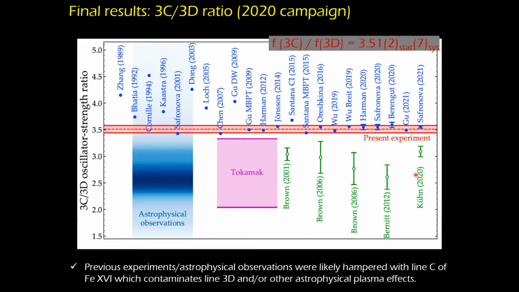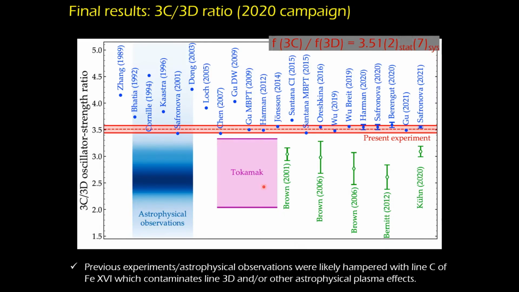What we think, particularly about this collision experiment, EBIT and the tokamak, is that those observations might have been hampered by line C, which is continuously feeding line 3D, and the EBIT cannot produce single charge states. EBIT and tokamak both have a distribution of charge states instead of one charge state, so you need to monitor iron 15 plus and 16 plus simultaneously. So this could be an issue with the previous experiment. There could be many other reasons, but from the oscillator strength point of view, now we are in agreement with the theory.